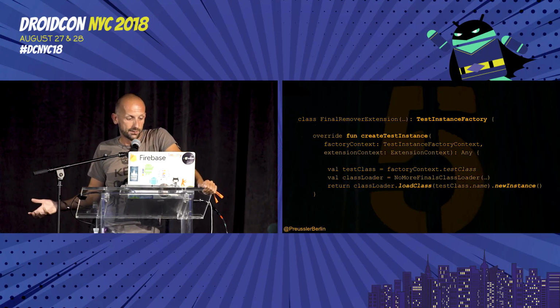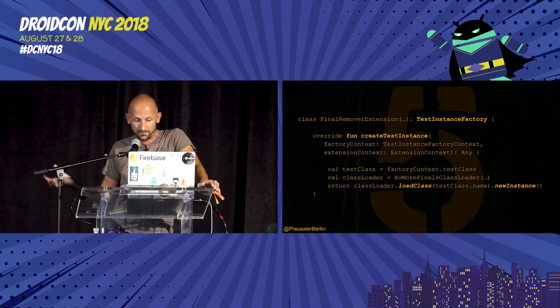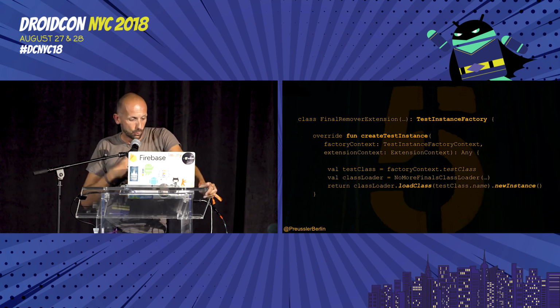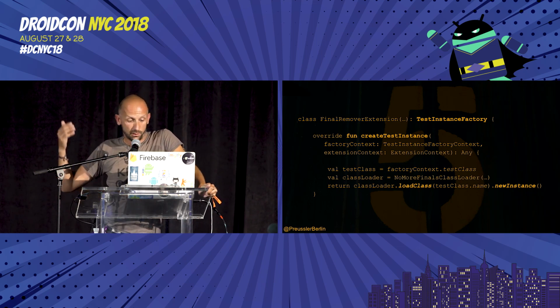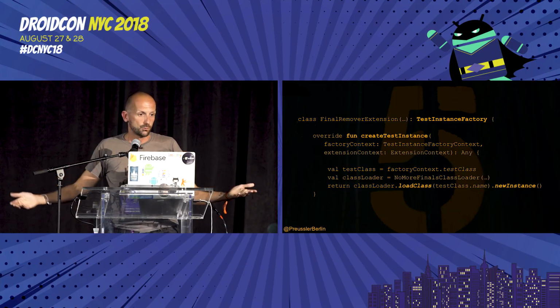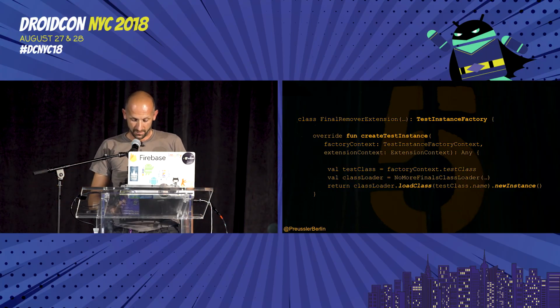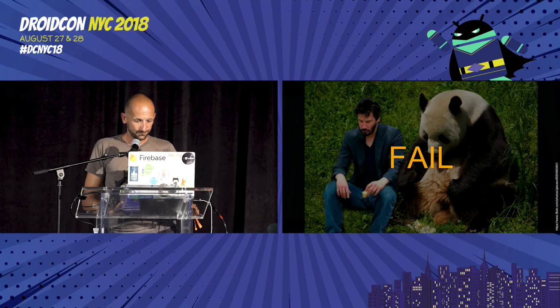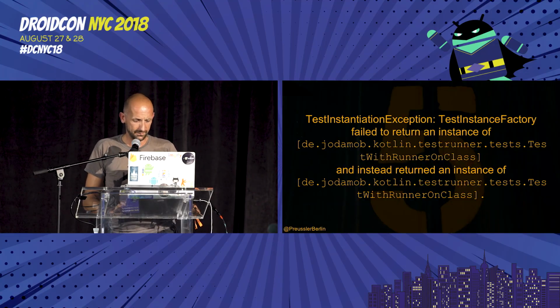So you implement this method, createTestInstance, which creates a test instance. This code looks pretty much the same as my rule. Have my class loader load the class, and actually have a new instance, because I'm not supposed to run a class, but an instance. I was really confident this would work, and then it failed. Why? I got this weird error: hey, this TestWith runner on class is not the same as this TestWith runner on class.